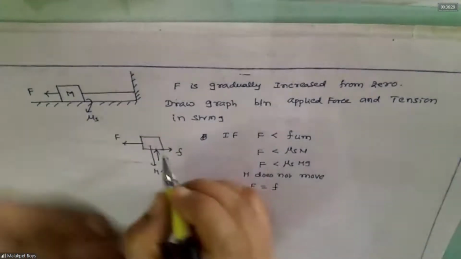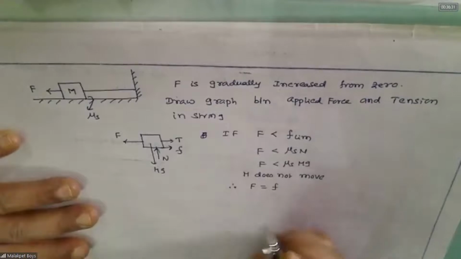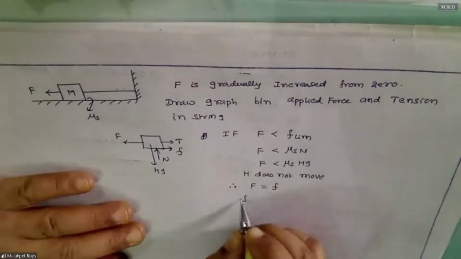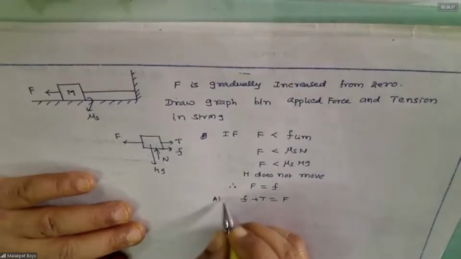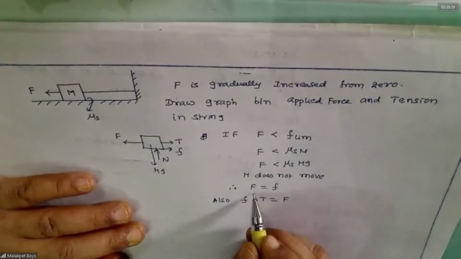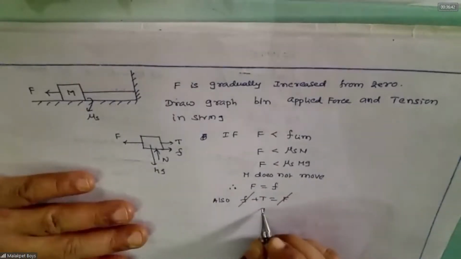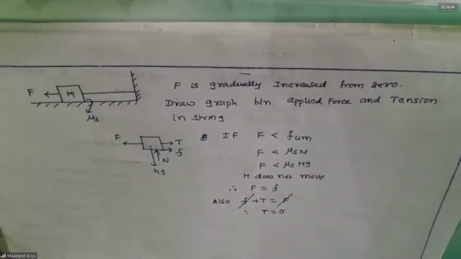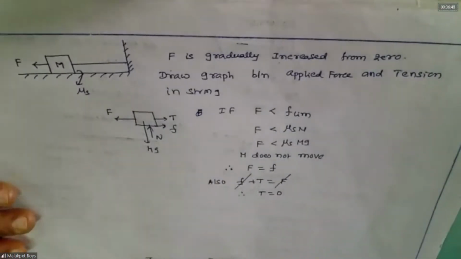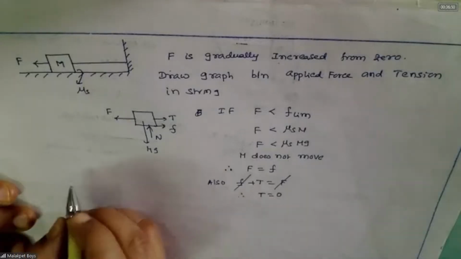Yes, sir. So this is the tension, no? Now you can see F plus T equals F. So these two will get cancelled, no? Therefore tension will be zero. Agreed? Yes, sir.